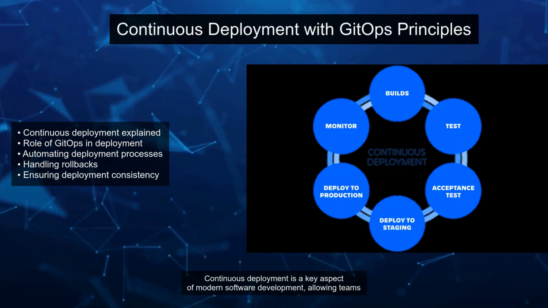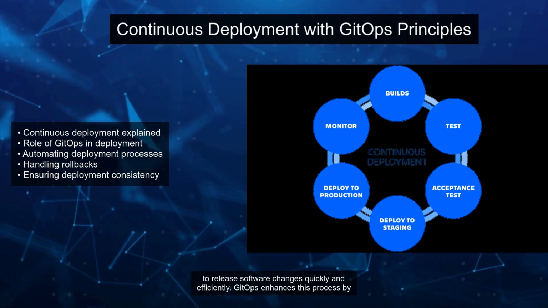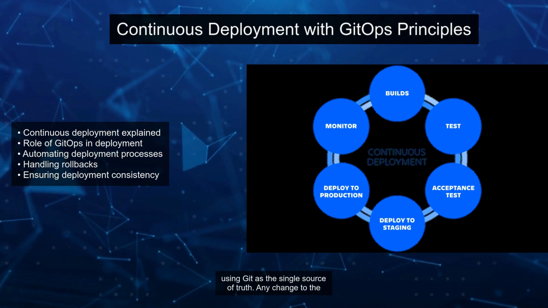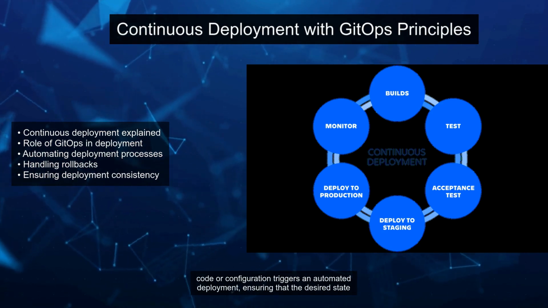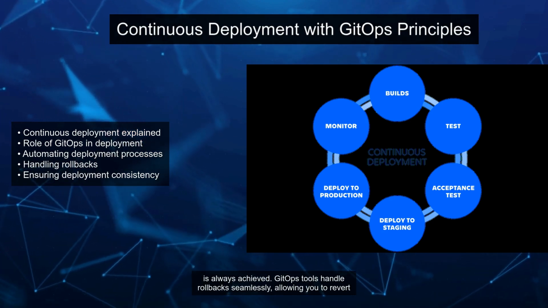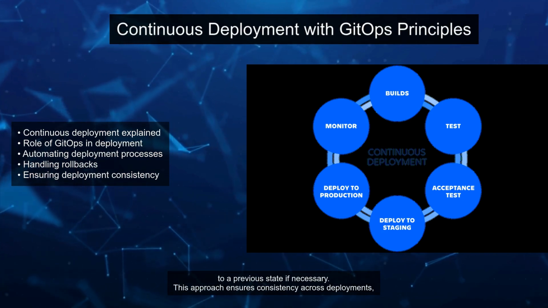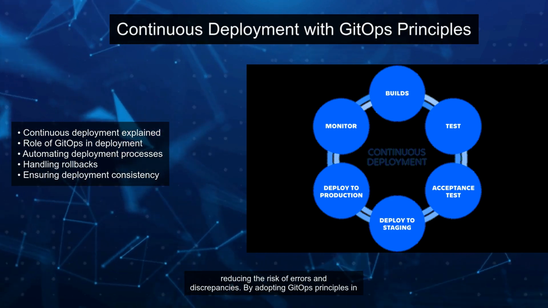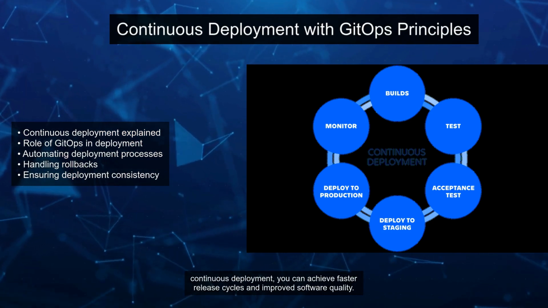Continuous deployment is a key aspect of modern software development, allowing teams to release software changes quickly and efficiently. GitOps enhances this process by using Git as the single source of truth. Any change to the code or configuration triggers an automated deployment, ensuring that the desired state is always achieved. GitOps tools handle rollbacks seamlessly, allowing you to revert to a previous state if necessary. This approach ensures consistency across deployments, reducing the risk of errors and discrepancies. By adopting GitOps principles in continuous deployment, you can achieve faster release cycles and improved software quality.